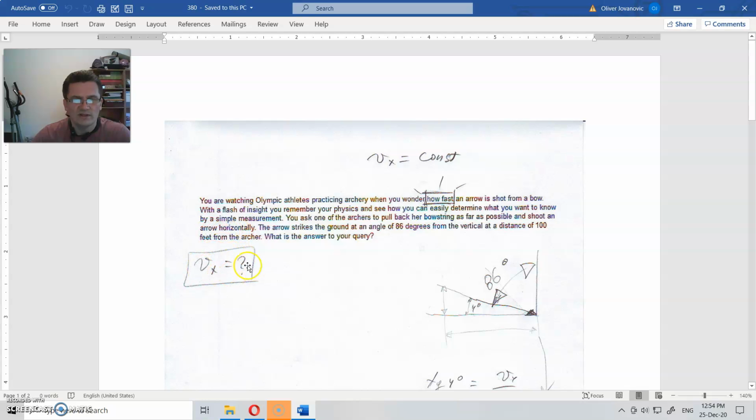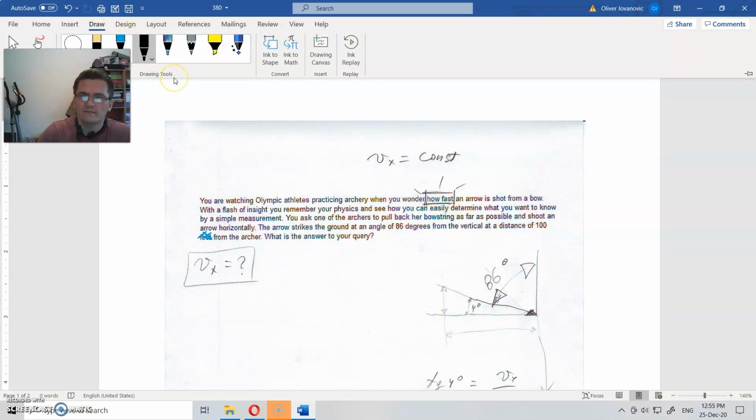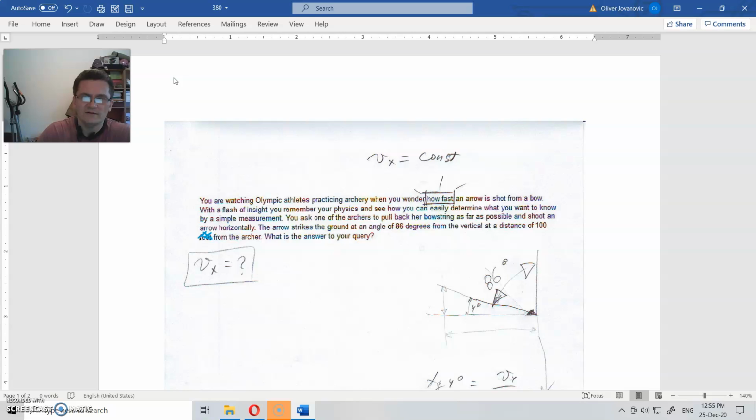So there is motion only in the X direction, initial motion only in the X direction. And that is the question. The arrow strikes the ground at 86 degrees from the vertical at a distance of 100 meters. Here it was 100 feet, but I made a mistake and calculated this as 100 meters. Calculations are similar, but in order not to make my life miserable, I will just write 100 meters from the archer. Ta-da!